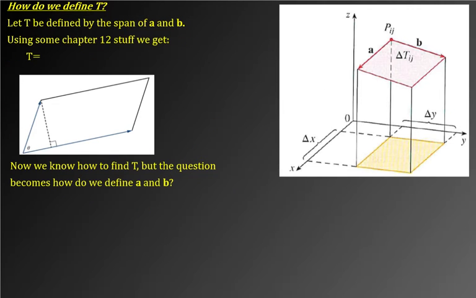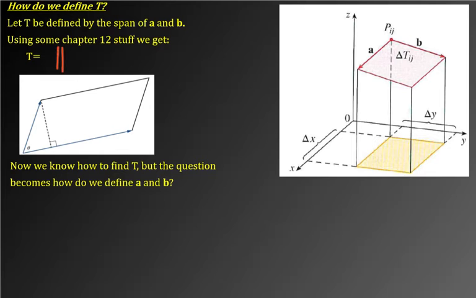So the question becomes, how do we find this T thing then? T can be thought of as the span of two vectors, like a and b. And if we go back to some chapter 12 stuff, right?